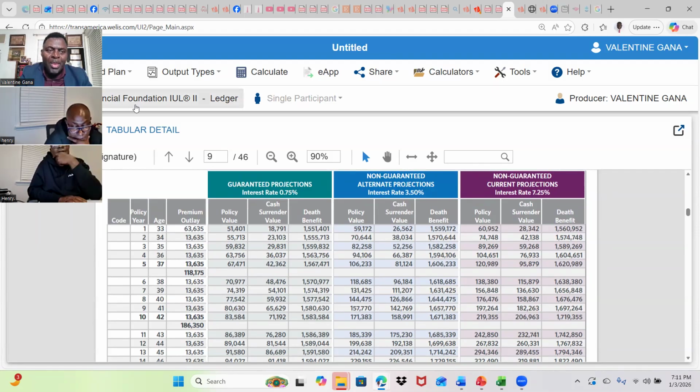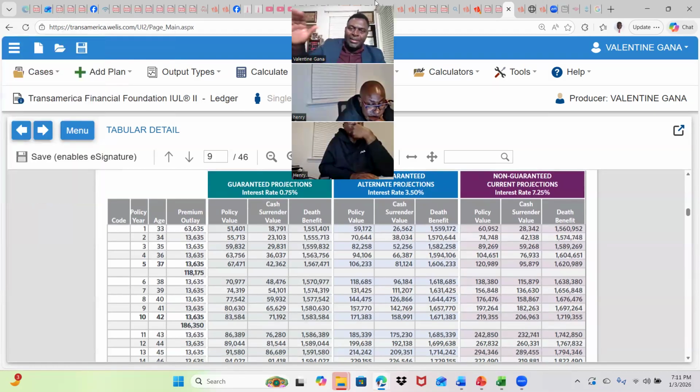But for term, it's just flat. Let's say it's a 20-year term, $500,000. For 20 years, the payout is going to be $500,000, and that's flat till the end. At the end of those 20 years, your policy expires, and you don't have anything. You don't get any cash back. That is pure term.